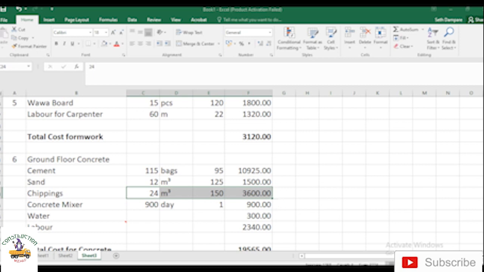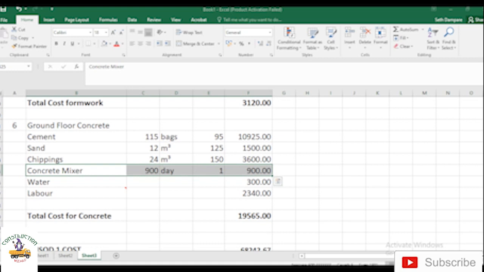And then the concrete mixer, we hired it for 1 day, and the cost for 1 day is 900 cedis. This 900 cedis includes the transportation of the mixer to and from the site, and other things. So the total for the mixer amounted to 900 Ghana cedis. And then we look at the water. We also spent 300 cedis on water for the concrete works.